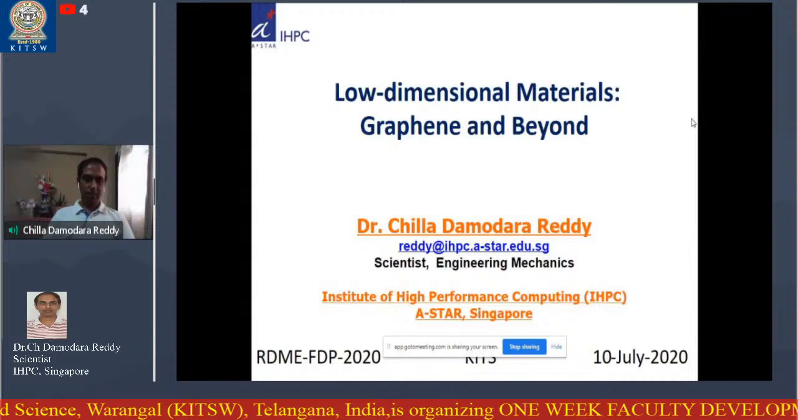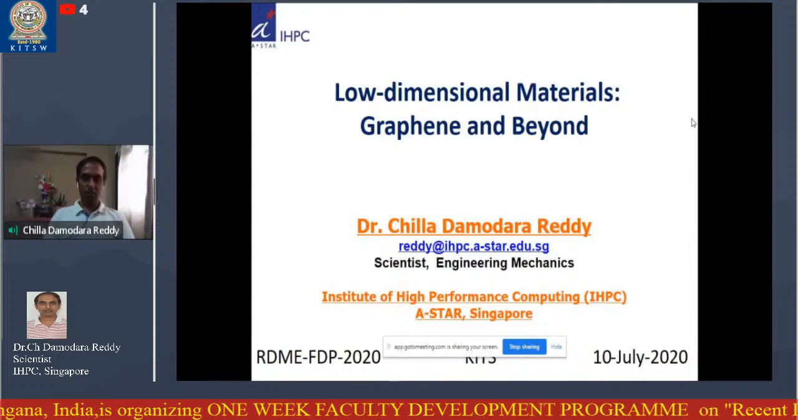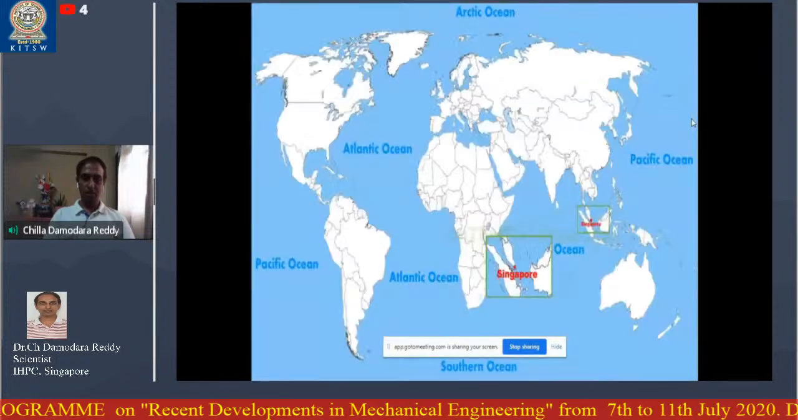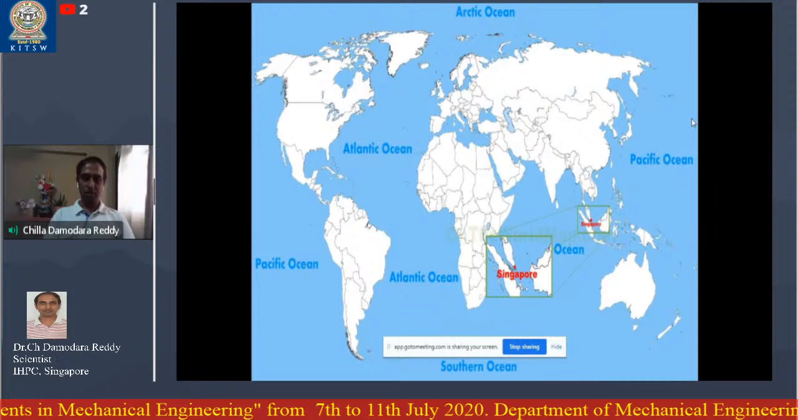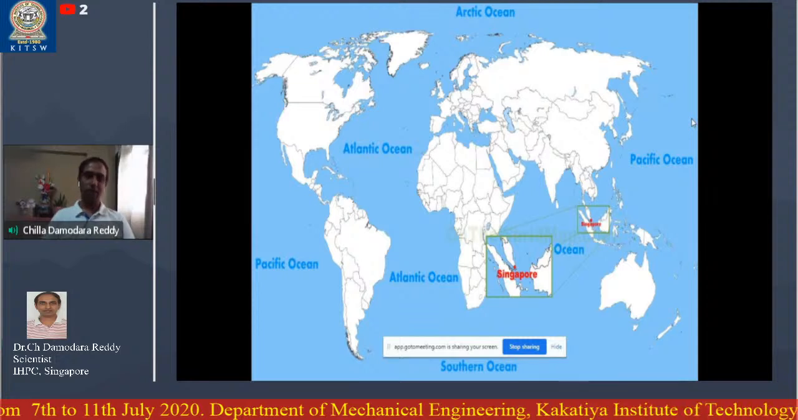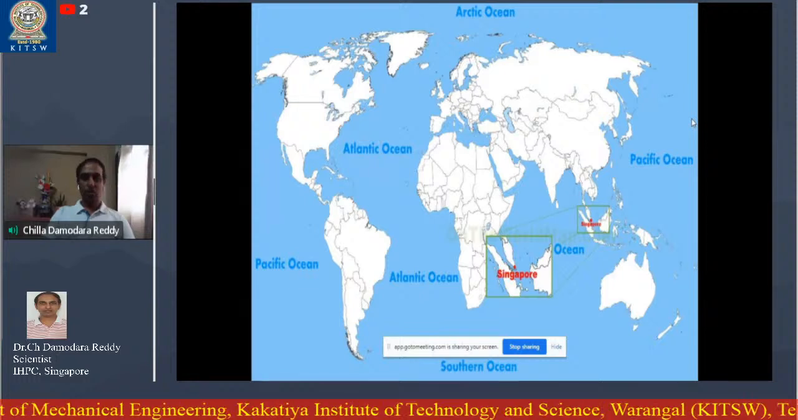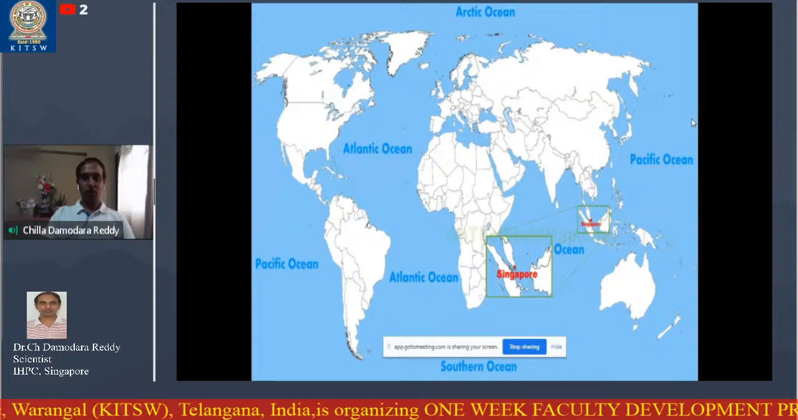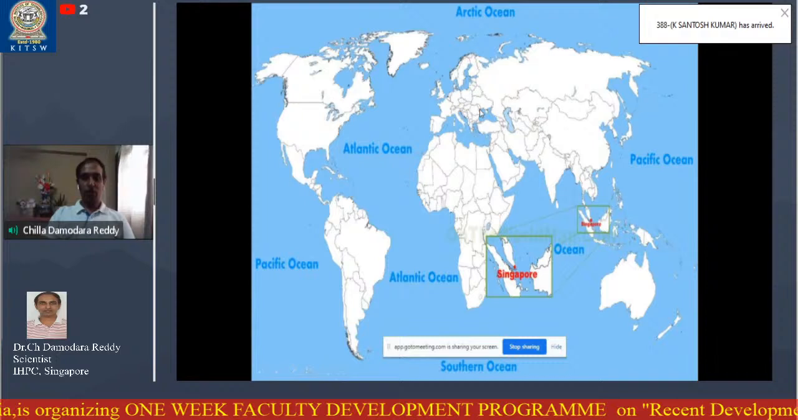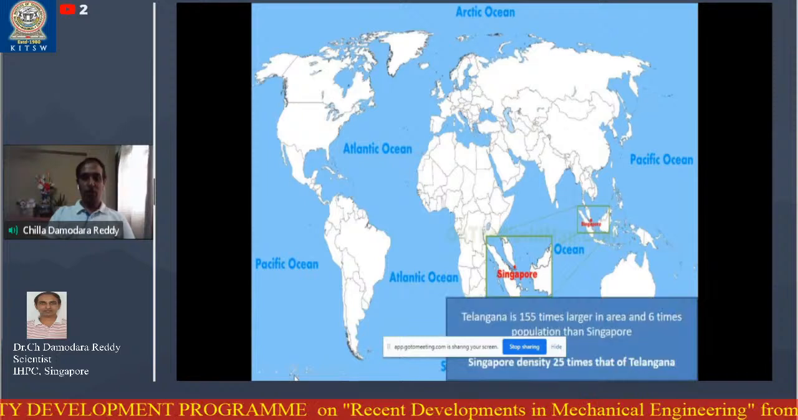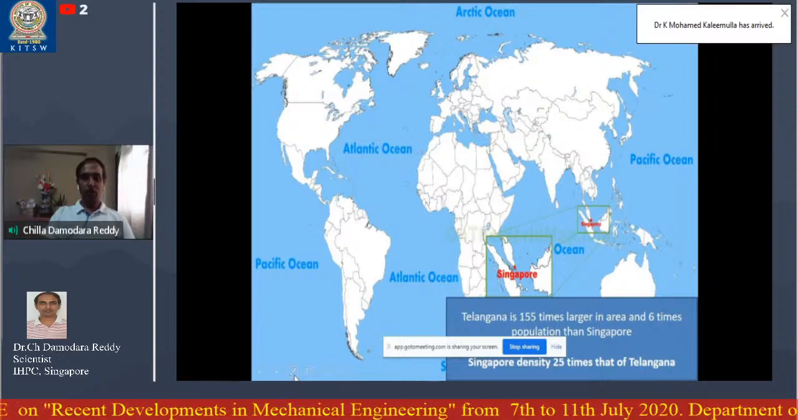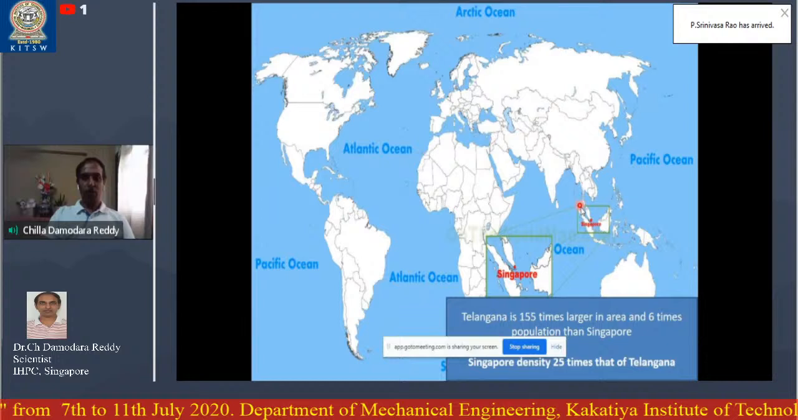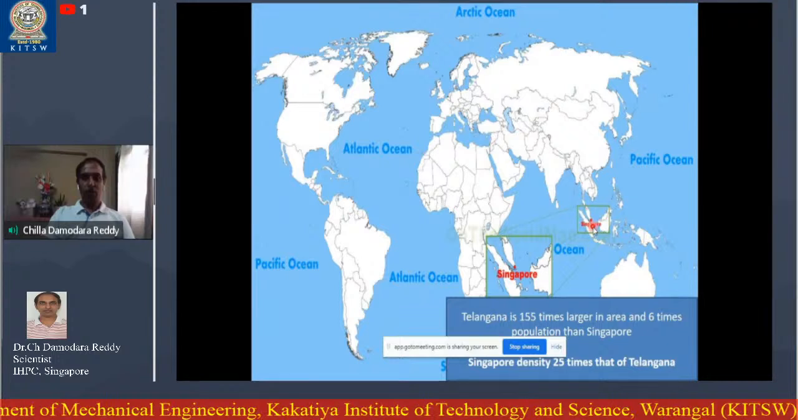I'm a scientist at IHPC in Singapore, and it is a kind of DRDO or ISRO kind of research lab in Singapore. Before going to my talk, I want to briefly explain where Singapore is, how big it is, and what their main concentration is. On this map, I will put the pointer. Singapore is here, in this small part at the tip of Malaysia. You can't really see it on the map, just this red dot. It is a very, very small country, and you can go from one end to the other end in very little time.